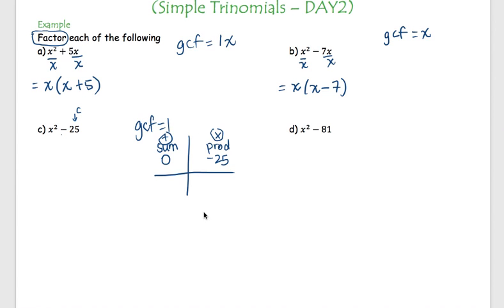So let's think of all the factors. 1 and 25 will work, but again, if I add them or subtract them, I won't get 0.